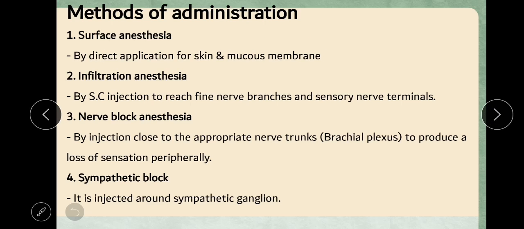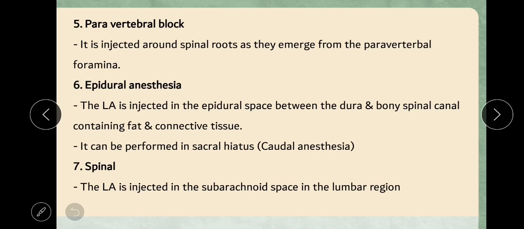Okay, methods of administration. Surface anesthesia is by direct application through skin and mucous membrane. Infiltration anesthesia is by SC injection to reach fine nerve branches and sensory nerve terminals. Nerve block anesthesia is by injection close to the appropriate nerve trunk, such as the brachial plexus, to produce loss of sensation peripherally. And the fourth is sympathetic block. It is injected around the sympathetic ganglion. Fifth is paravertebral block. Sixth is epidural anesthesia and spinal.